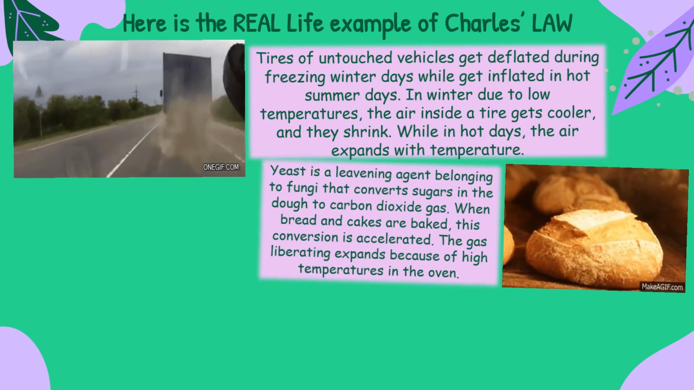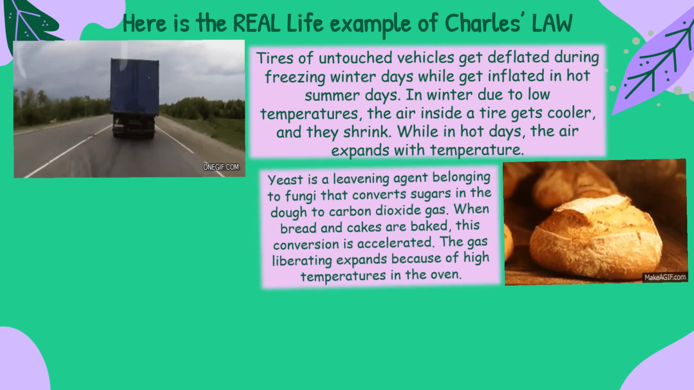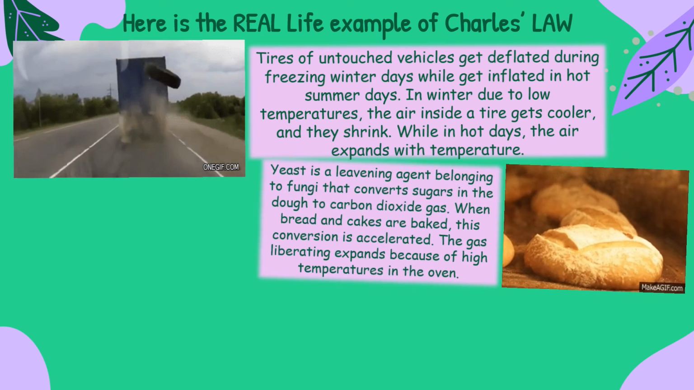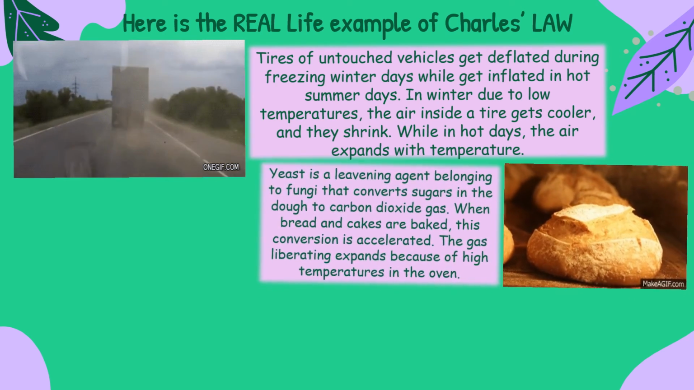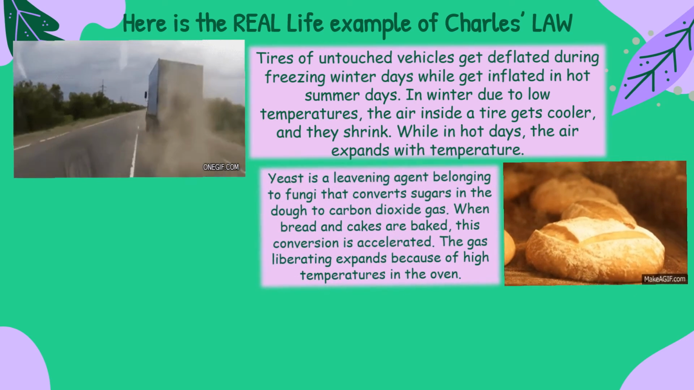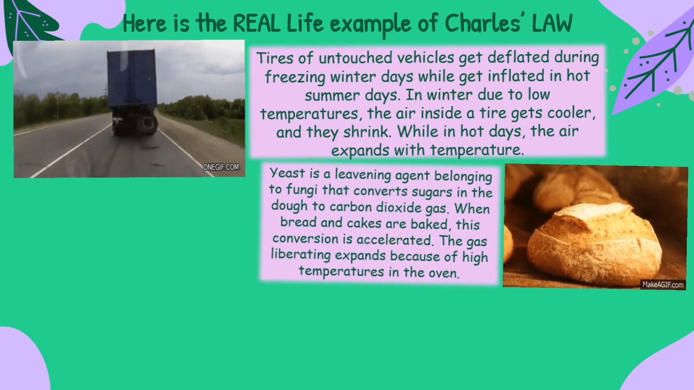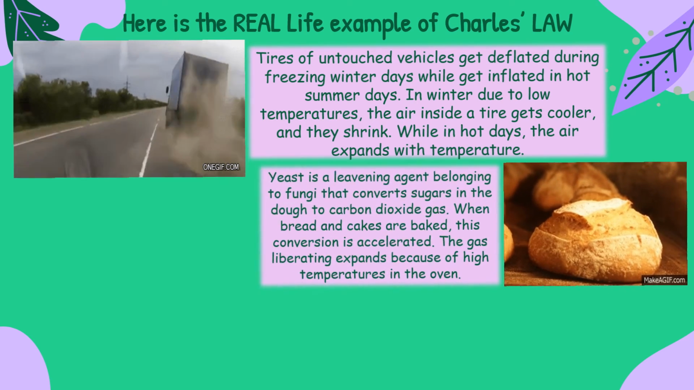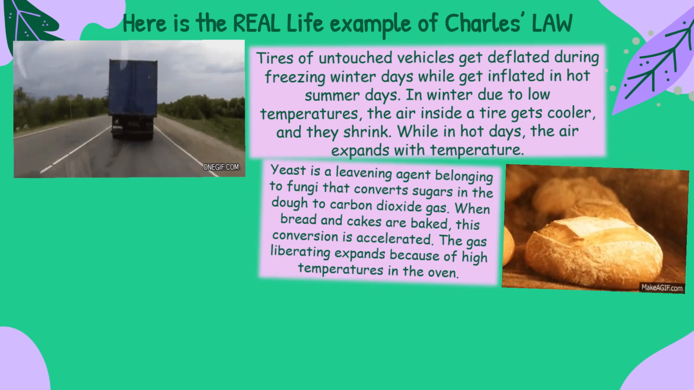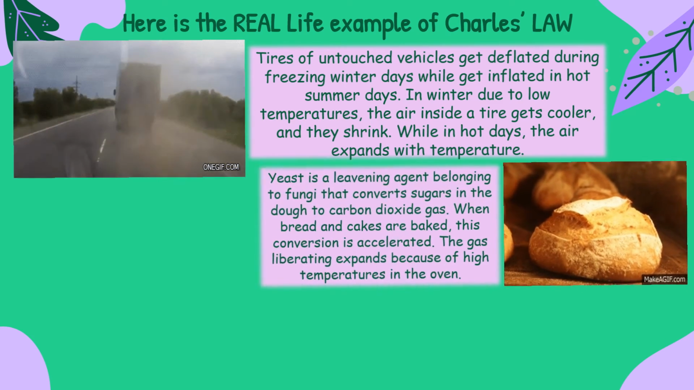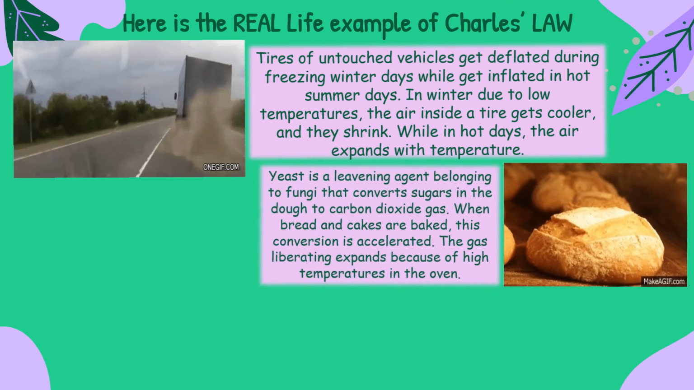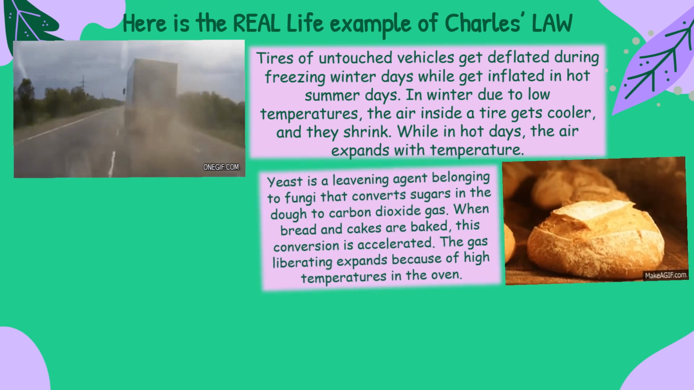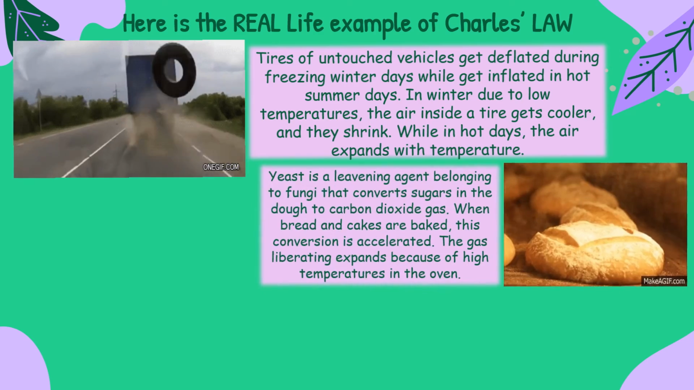Next one is the expansion or enlargement of dough as you bake a bread or a cake. Yeast is a leavening agent belonging to fungi that converts sugar in the dough to carbon dioxide gas. When the bread and cakes are baked, this conversion of sugar into carbon dioxide is accelerated and the gas liberated expands because of the high temperature in the oven.